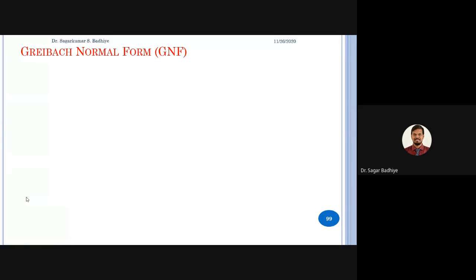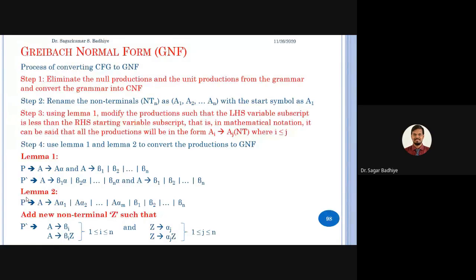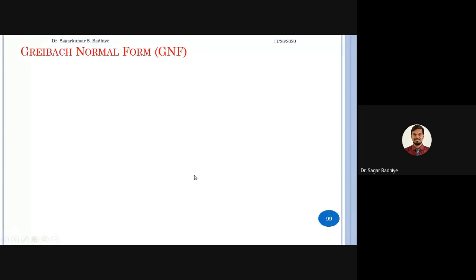Do you have any doubt? Anyone having any doubt in this? Well, so we'll see an example of how to convert a CFG to GNF.